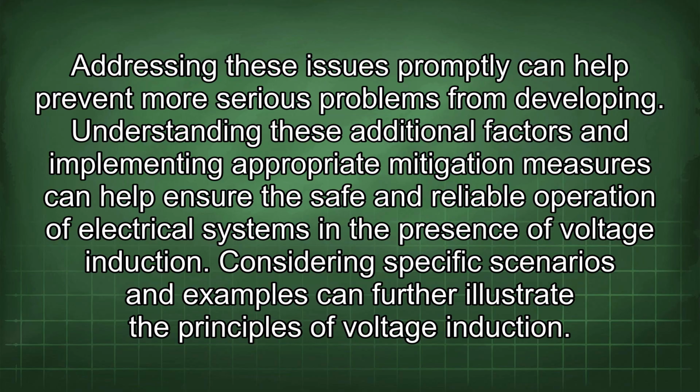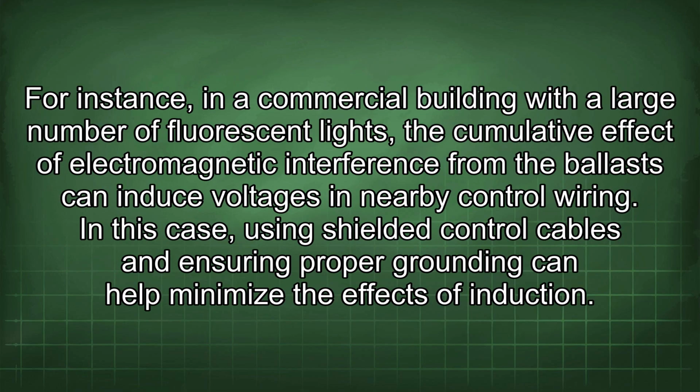Considering specific scenarios and examples can further illustrate the principles of voltage induction. For instance, in a commercial building with a large number of fluorescent lights, the cumulative effect of electromagnetic interference from the ballast can induce voltages in nearby control wiring. In this case, using shielded control cables and ensuring proper grounding can help minimize the effects of induction.